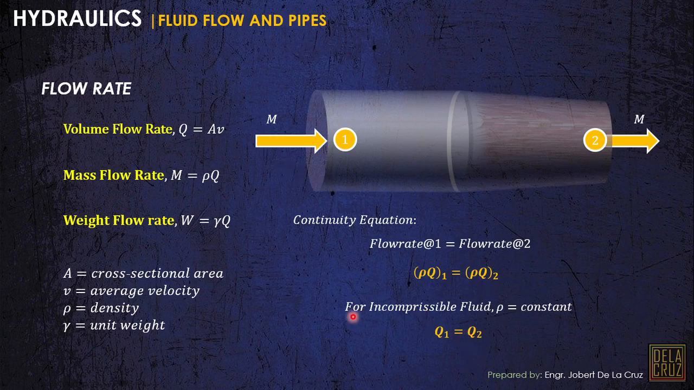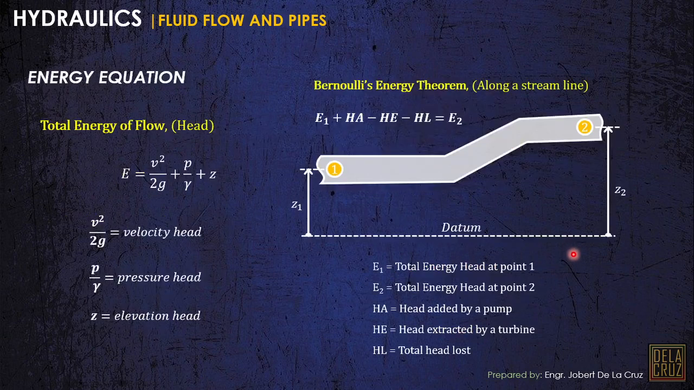So for incompressible fluid, the density is constant. That's why we can have the discharge at point 1 equal to the discharge at point 2. Yung papasok dito, of course, yan yung lalabas doon. Okay? Alright. So, energy equation.